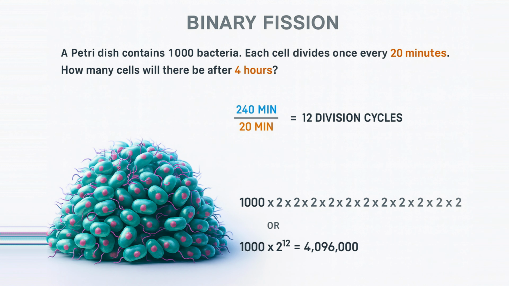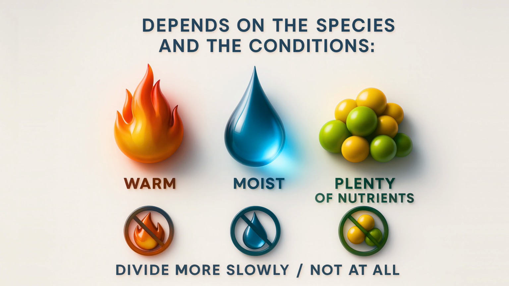It's important to remember that how quickly bacteria divide depends on both their species and the conditions in which they are kept. For optimal growth, bacteria need warmth, moisture, and a rich supply of nutrients. If any of these are missing or less than ideal, then the bacteria will divide much more slowly, or in some cases, not divide at all.